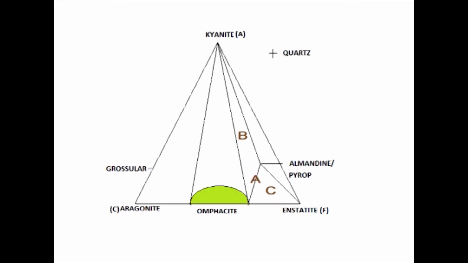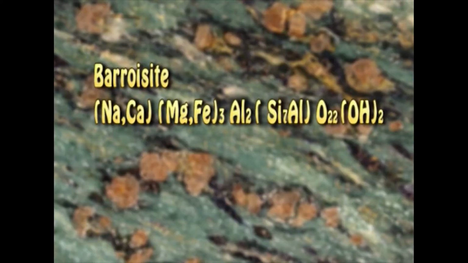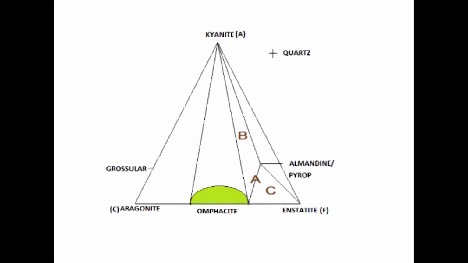Group B eclogites, besides the assemblage of group A, may contain primary hornblende and zoisite, that is epidote. The hornblende is a sodium alumina rich variety known as barroisite. The formula is NaCa(Mg,Fe3+)Al2Si7AlO22(OH)2. Group C eclogites, besides the assemblage of group A, contain primary glaucophane and epidote.